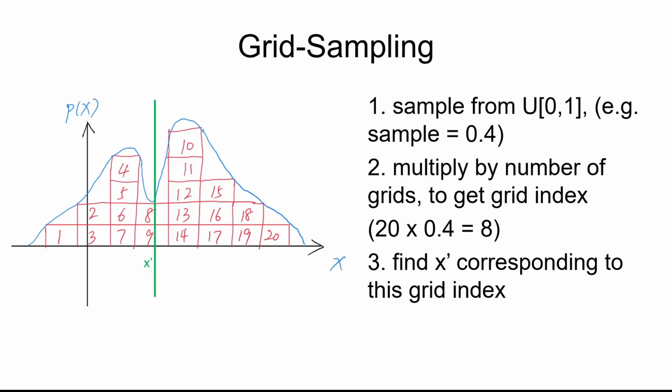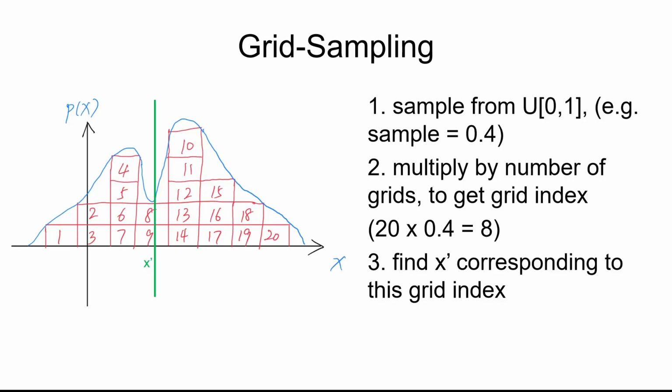Okay, so let's give a brief review of what we talked about last time about the grid sampling. So the grid sampling is used to sample any distribution. So the basic idea is that we want to divide the region under this curve, under this probability distribution curve, into a bunch of blocks, and each block has the same area.